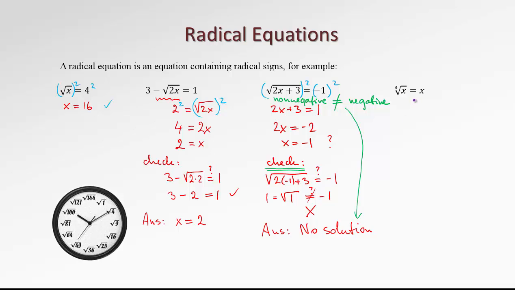Okay, let's see the last example. Here we have the cubic root of x equals x. Well, we want to get rid of the cubic root somehow, so we could use a similar strategy as before. We need to undo the cubic root by cubing both sides of the equation. Okay, so the power 3 cancels the cubic root.